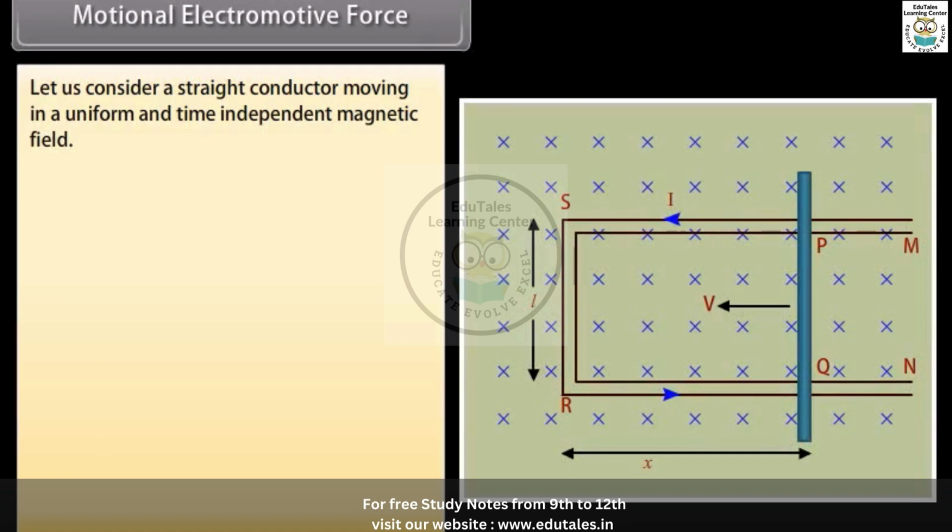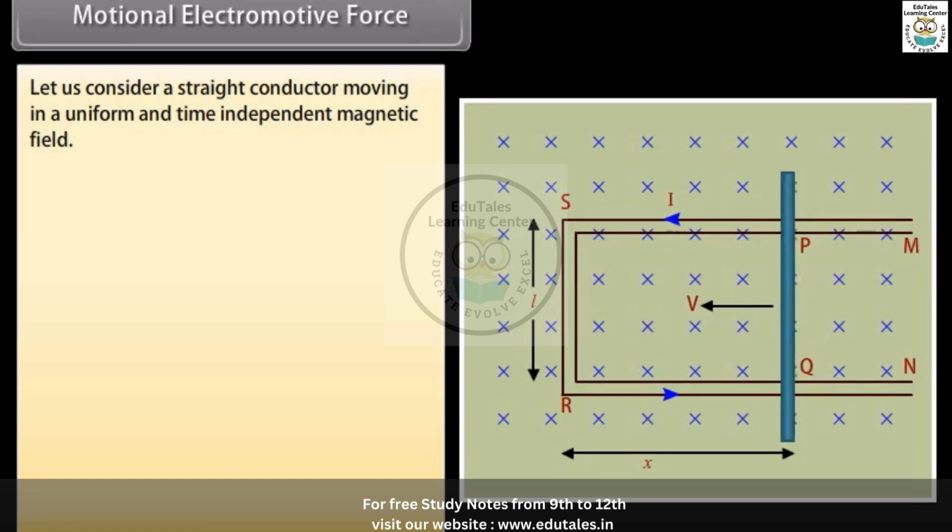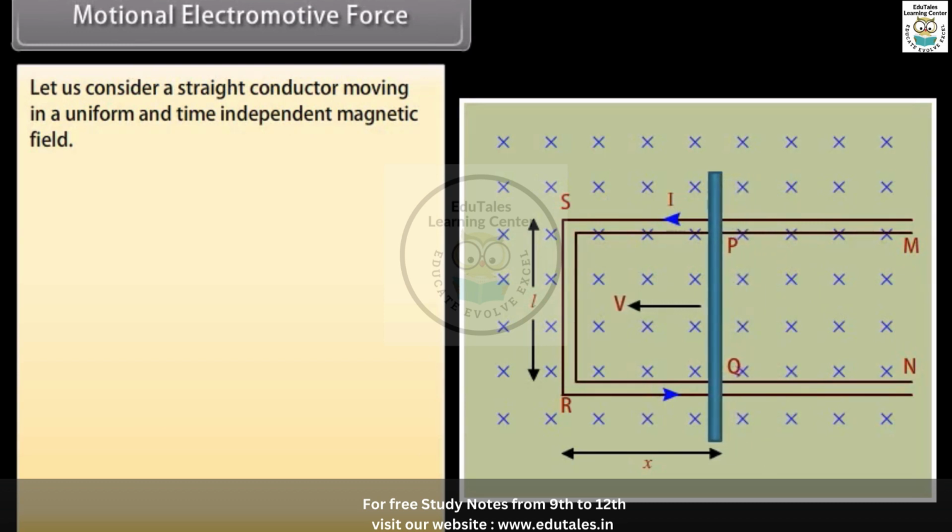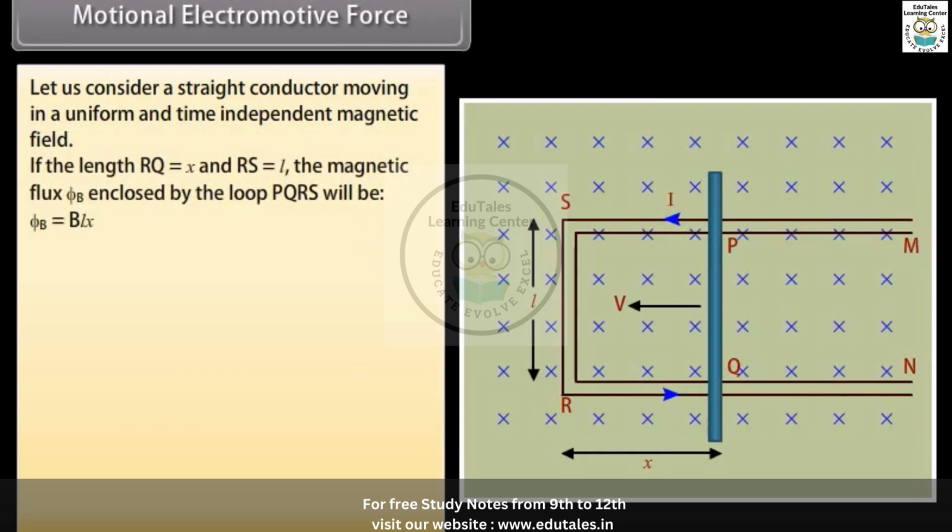Motional electromotive force. Let us consider a straight conductor moving in a uniform and time-independent magnetic field. Let a rectangular conductor PQRS, in which the conductor PQ is free to move. The rod PQ is moved with a constant velocity v. It is placed in a uniform magnetic field B, which is perpendicular to the plane of the system. If the length RQ is x and RS is L, the magnetic flux phi B enclosed by the loop PQRS is equal to BLx, but x is changing with time.